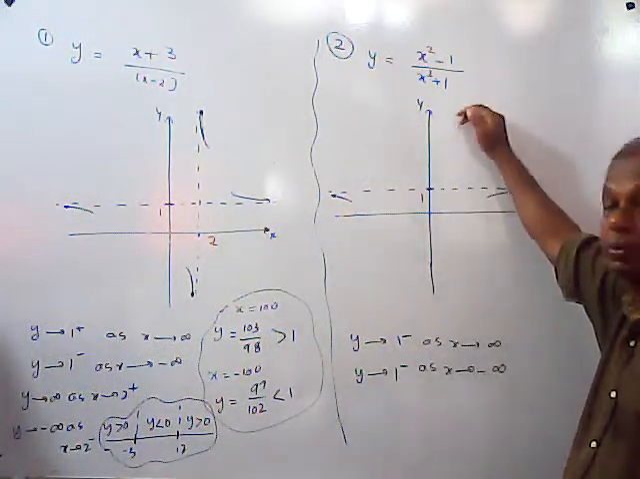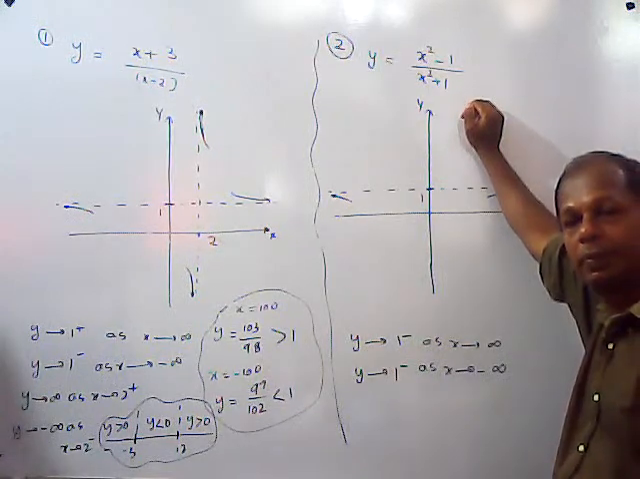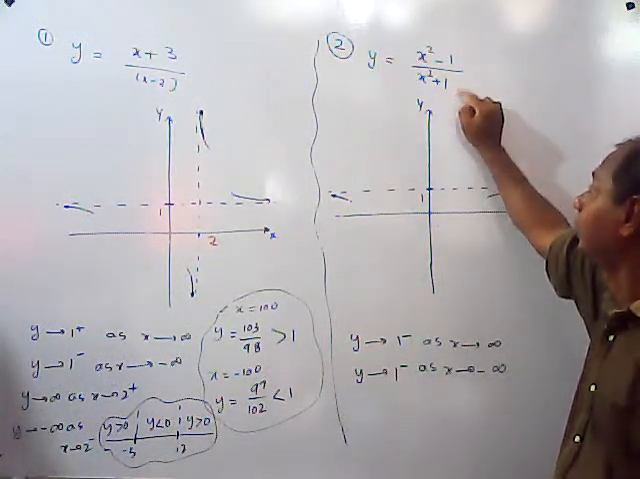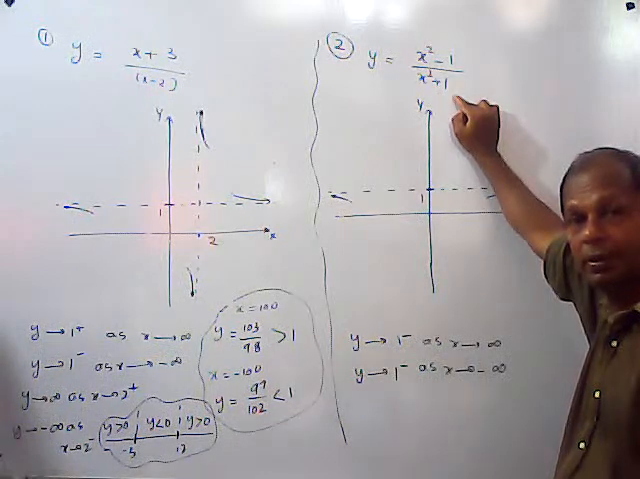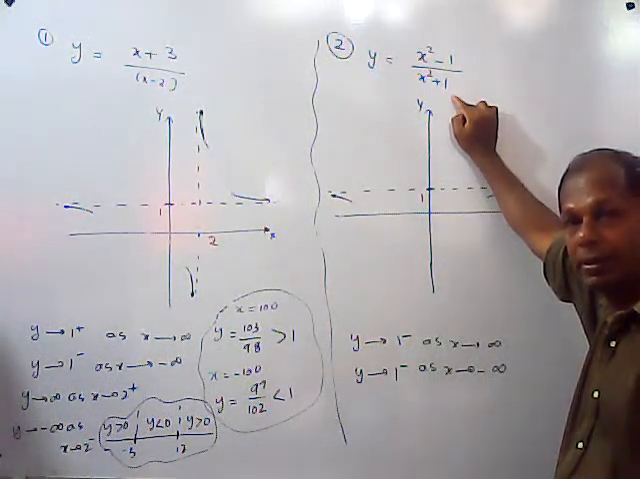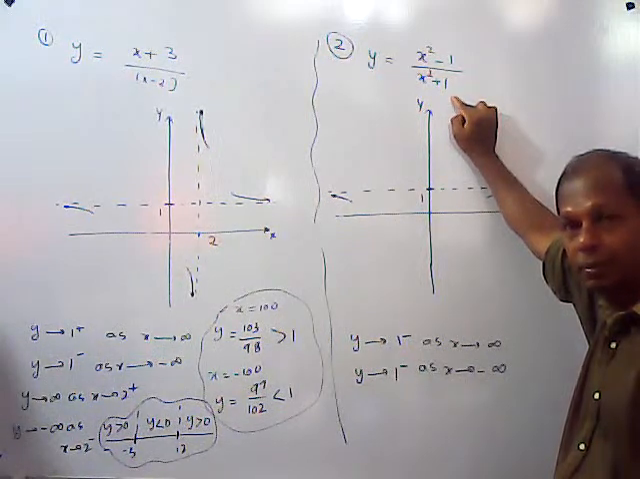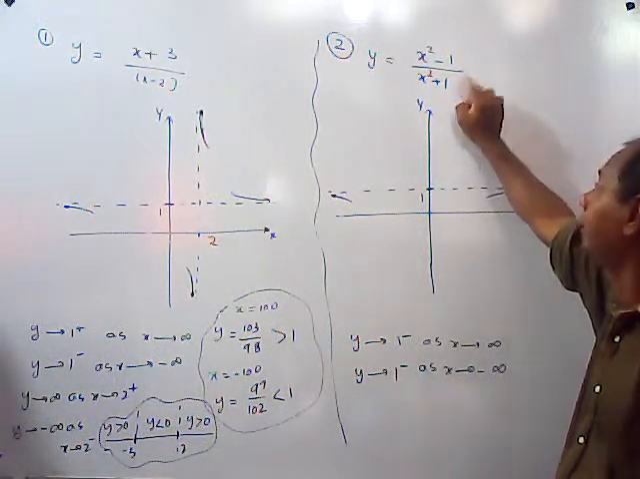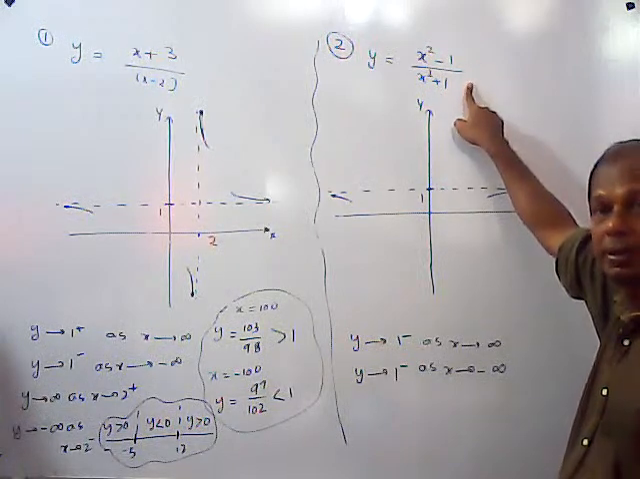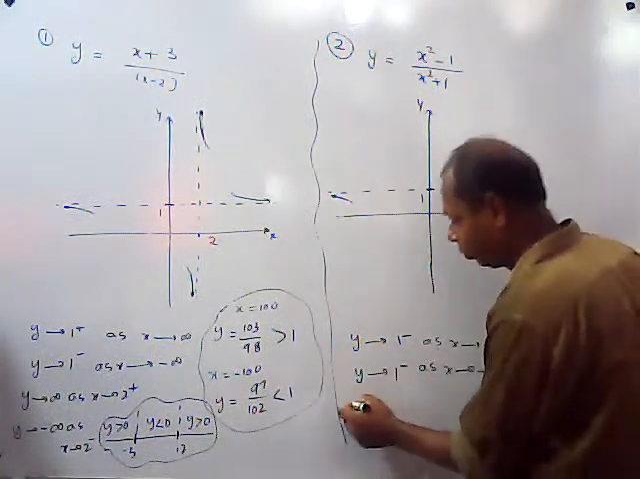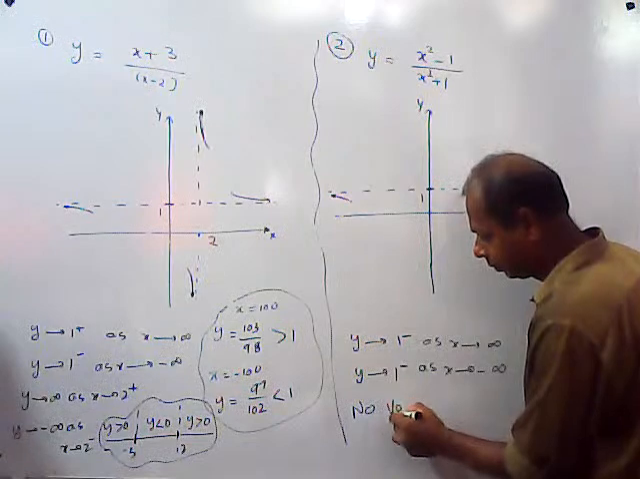What about vertical asymptotes here? Vertical asymptotes. So it's x squared plus 1 in the denominator. It is never zero. Never zero, therefore no vertical asymptotes, right? No vertical asymptotes.